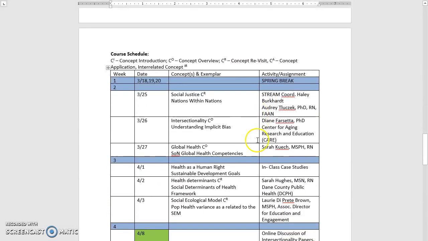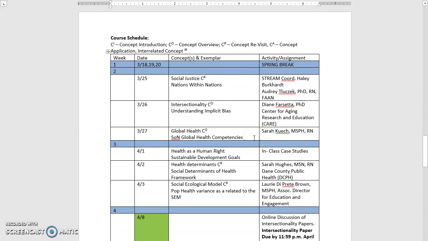Okay, so here's the schedule. I'm going to send this to you as an individual attachment tool, so you can use it however you want. So first week is spring break. Yay. Okay, we all need this. I'm with you. Take some time to refuel and refresh your batteries. I'm going to do that too.